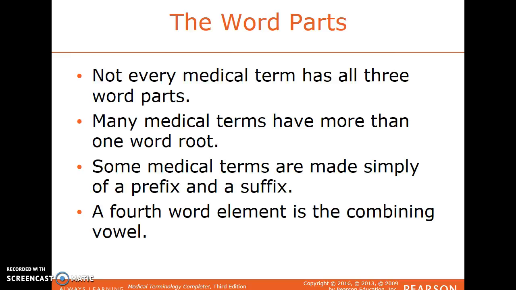Many medical terms have more than one word root, so word roots can be combined to form a different word. Some medical terms are made simply of a prefix and a suffix, and no word root. And a fourth word element is the combining vowel, which we will talk about.